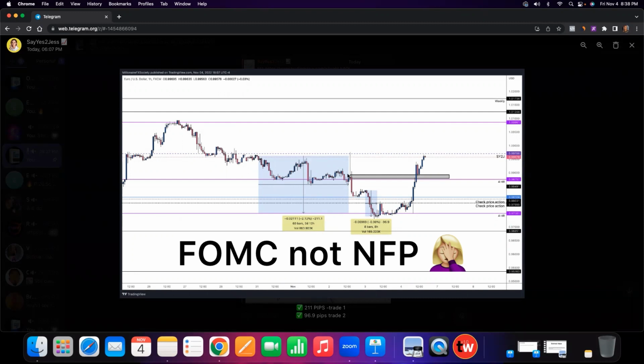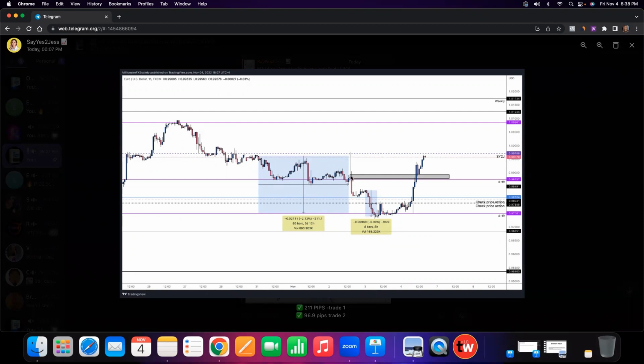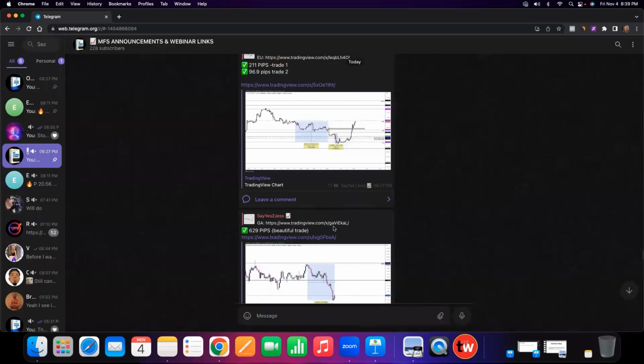Now, I didn't count this, but I forgot to be honest. But you can see where it gave another opportunity here right after NFP where it rejected my special level and just shot down. So I measured the whole move instead for 211 pips. But again, there were compounding opportunities, and I'll discuss this move later. But that's what I love about these swing setups.